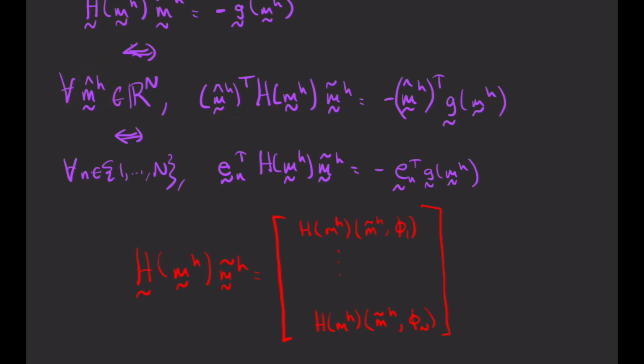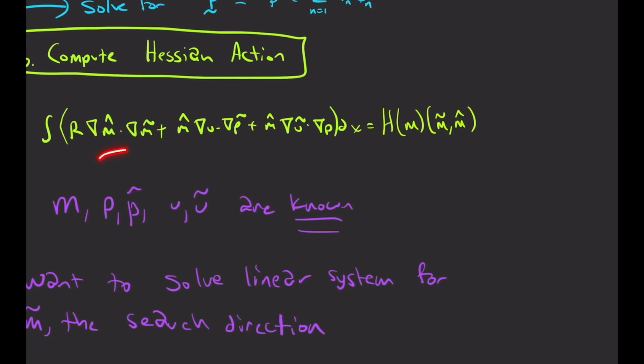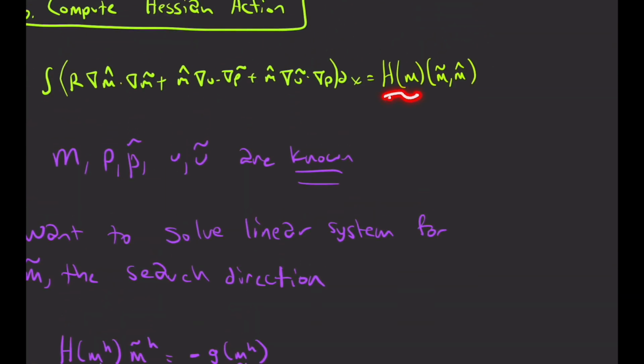for every m hat, dotting that into this vector is equal to m hat dotting into the minus gradient, which is true if and only if for every basis function e_n, because we're in discretized form here, dotting that into the Hessian action, the Hessian in the m tilde direction, is equal to that in the minus gradient direction. So what that tells us is that we can form this as a vector as taking this integral form. So this is defined as H of m. So we evaluate this at m, and then we view it as, if you give me a direction m tilde that I'm perturbed, so this is the direction I'm taking the gradient in, and this is the perturbation. So it takes two parameters, basically.